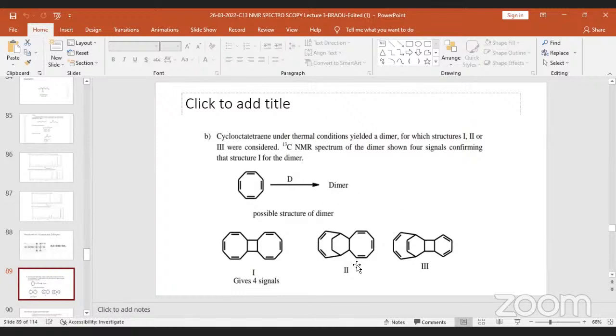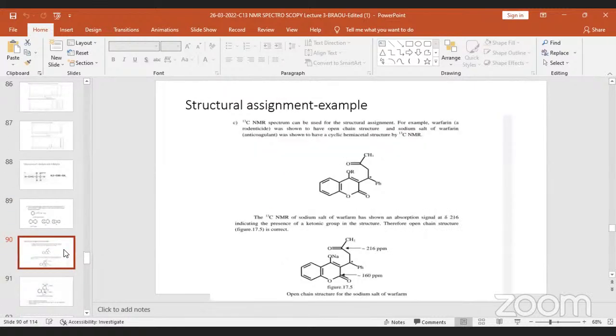Till then there was ambiguity, meaning from the proton NMR they could not identify it. And C13 NMR is also helpful in structure assignment when there is ambiguity. For example, here you see warfarin. Warfarin is a rodenticide, and the sodium salt of warfarin is an anticoagulant. Okay, warfarin is a rodenticide. It kills rodents, and the sodium salt of warfarin is an anticoagulant.